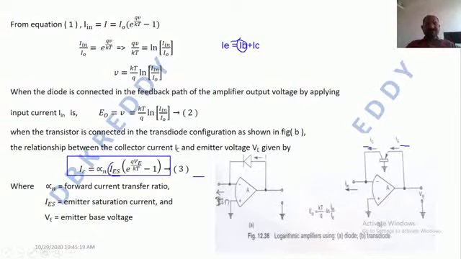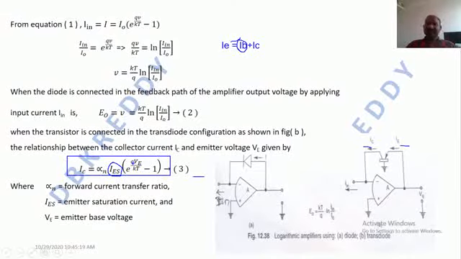This emitter saturation current is a current due to the minority charge carriers. Now remember this point: IS is the emitter saturation current, which is due to the minority charge carriers, not due to the majority charge carriers. And here we have e to the power of QVE by KT minus 1.